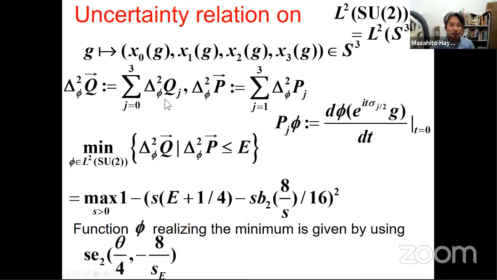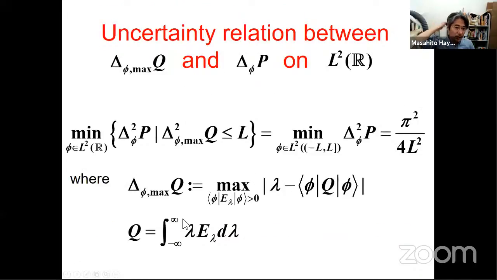In that case, we can define uncertainty on the position for the four coordinates. And also we can define this one, P. P is momentum. The momentum operator is defined by using this derivative. So by using this derivative, we can define the sum of the uncertainty of the momentum. So we consider the trade-off between the uncertainty of position and uncertainty of momentum. This can be solved in this way by using completely the same method. Then we have this solution. So this is a conversion uncertainty between the worst case and this one.